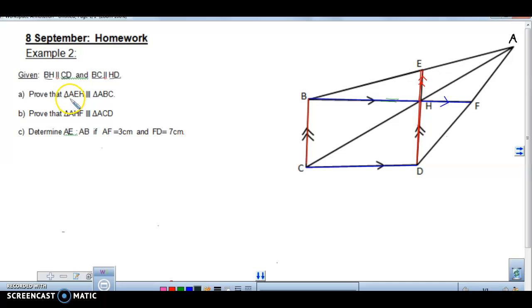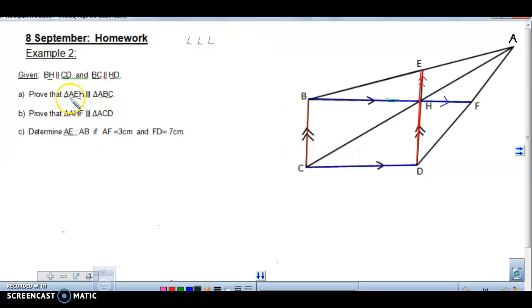triangle AEH will be similar to ABC. So similarity, people, we deal with angles. The shape is the same, but the size may differ. So it means to prove that two triangles are similar, you need to prove angle, angle, angle. So this is what we are going to look at now.